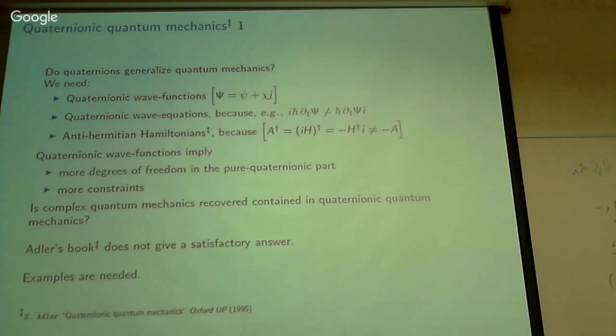Yes? No, it is. The question is, this is not the energy. You will not generate an energy spectrum. You will have i times this. So it's not a problem, because it's just a matter of a factor. So we can have observables in quantum mechanics using anti-Hermitian operators.